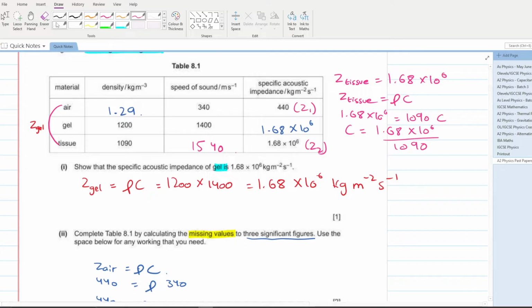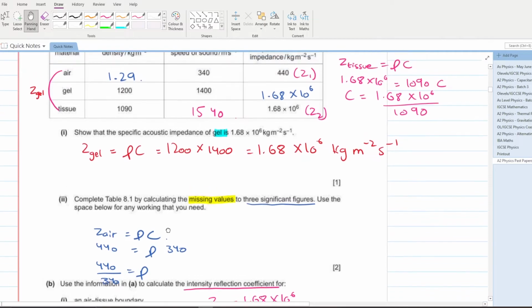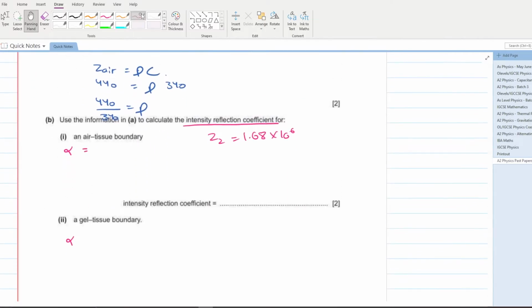So let's write it here. Z2 is 1.68 × 10^6. I hope I have written it correctly. And let's say Z1 is 440. Now you have to calculate alpha. What will you do? (Z2 minus Z1) whole square divided by (Z2 plus Z1) whole square.